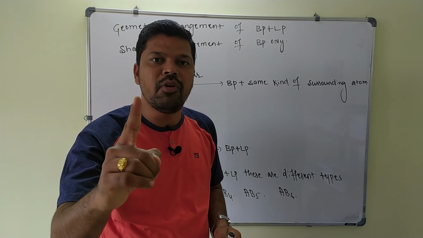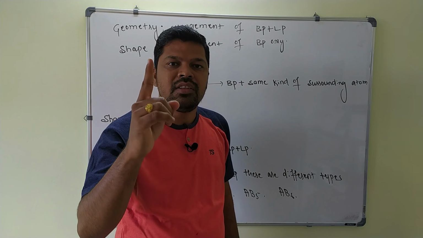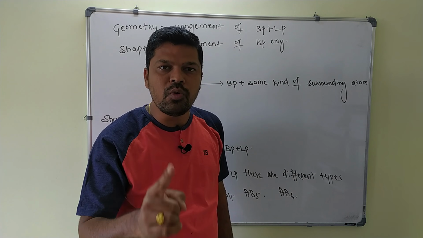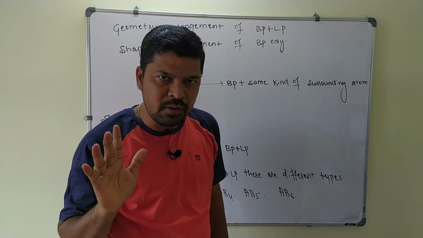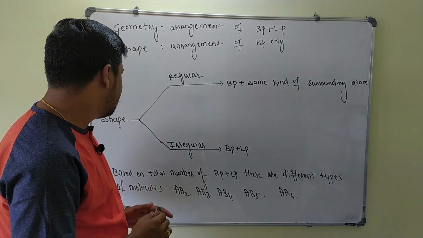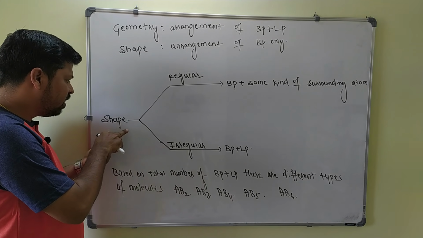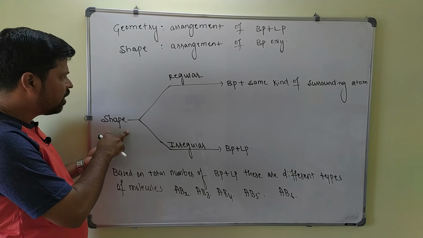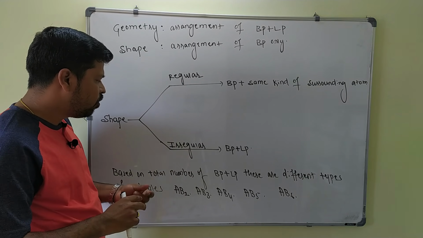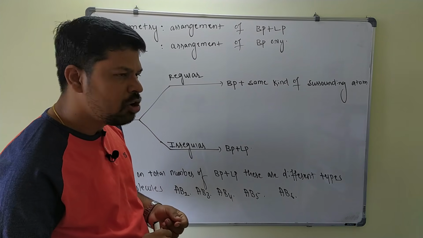This is a very important point. You keep in mind, the shape of the molecule is only the arrangement of bond pairs of electrons. Okay. Then in the shape of the molecule, there are two types: one we call regular shape molecule and another is irregular shape molecule.